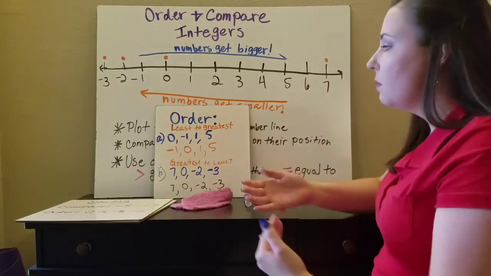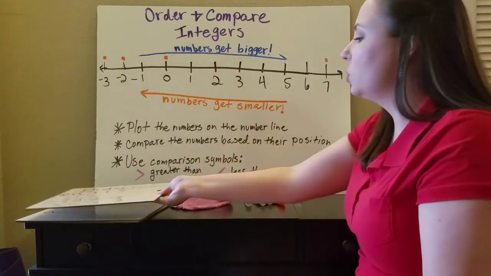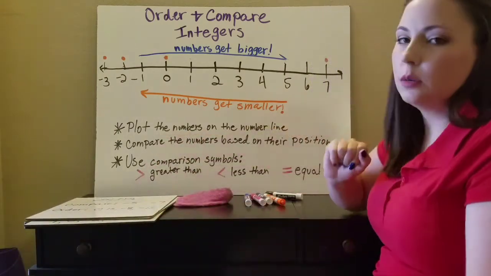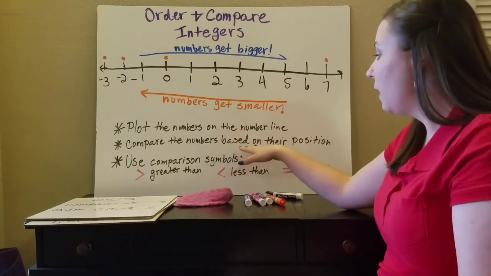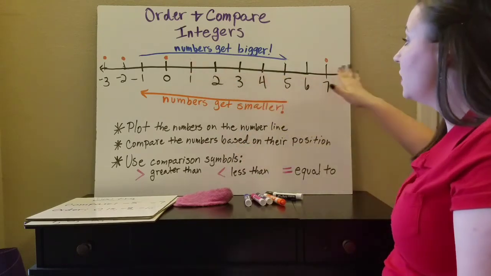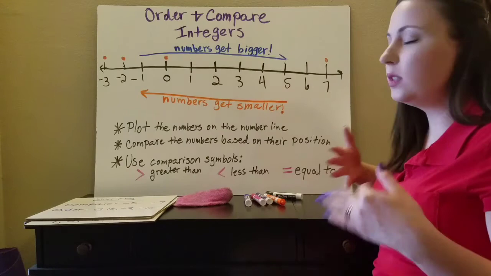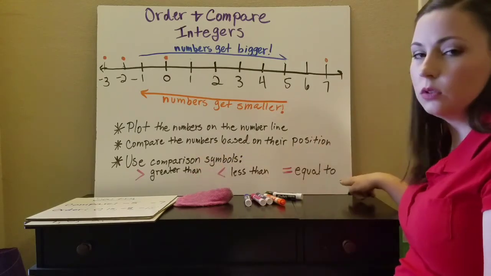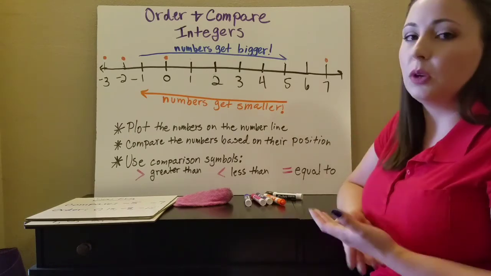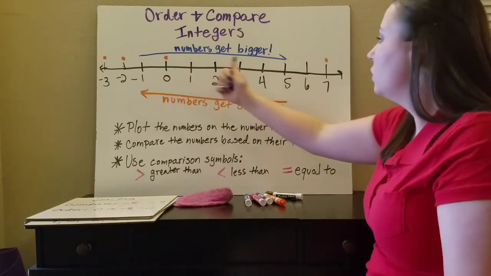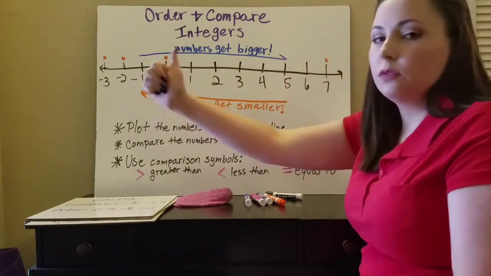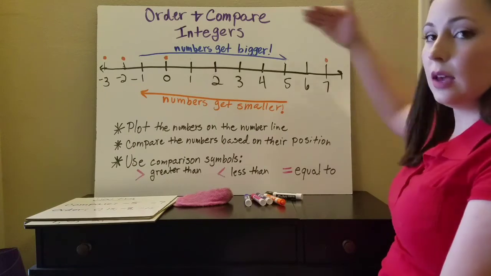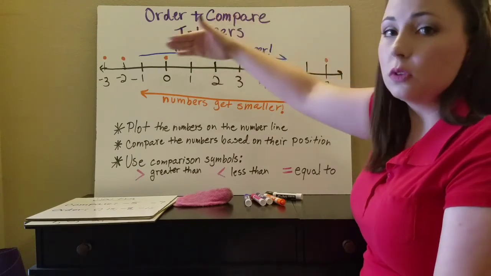Okay, so just remember what you need to do. Plot your numbers on the number line. Then you compare the numbers based on their position. Okay, and if they're just asking you to compare, then you've got to use your greater than, less than, or equal to symbols. And if they ask you to put them in order, then you determine which way you have to go. From left to right, that's least to greatest. From right to left, that's greatest to least.